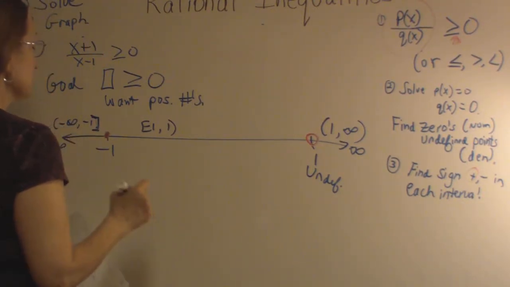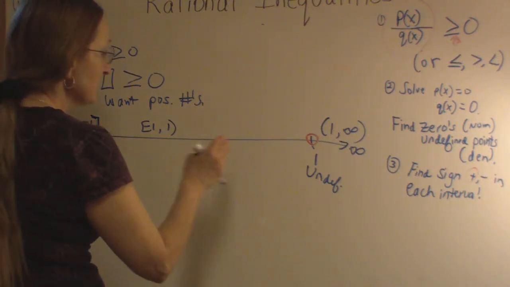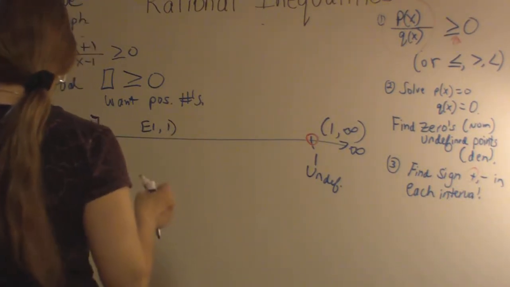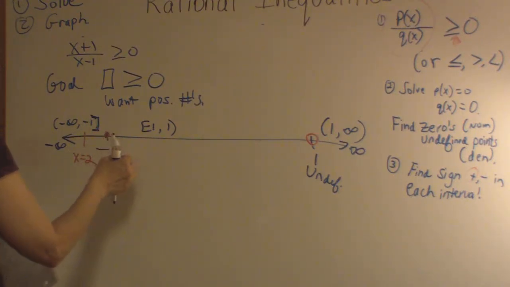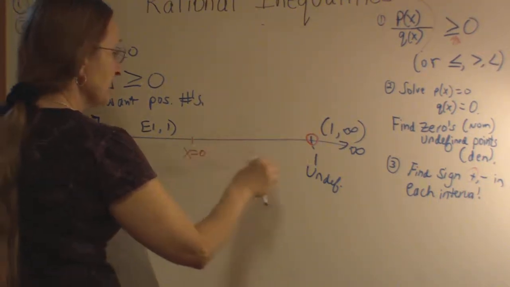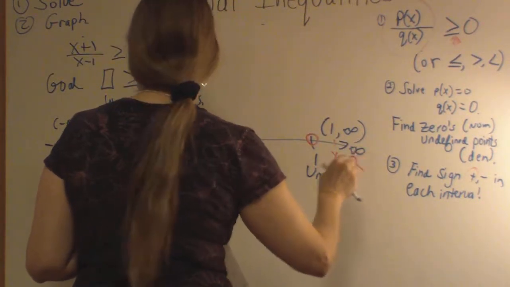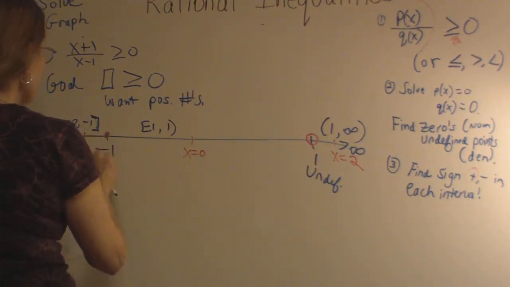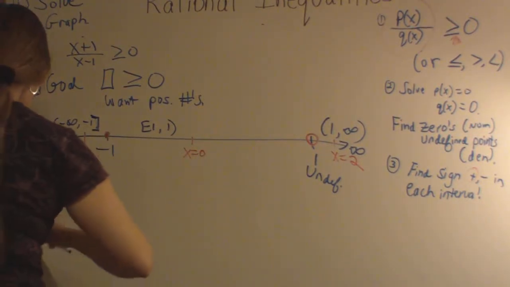So now, all you have to do is pick test points in each of these three intervals. So let's come up with something here. How about in this interval, let's pick x is equal to minus 2. And then in the middle interval between minus 1 and 1, let's pick x is equal to 0. And then finally, in this last interval, let's pick x is equal to 2. So we have x is equal to minus 2 down in this interval, and then 0, and then 2. So let's try each one of these.